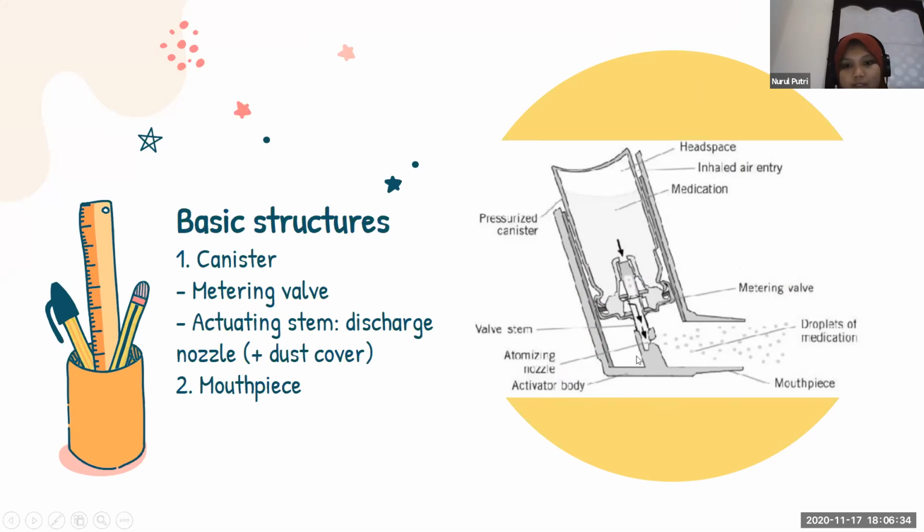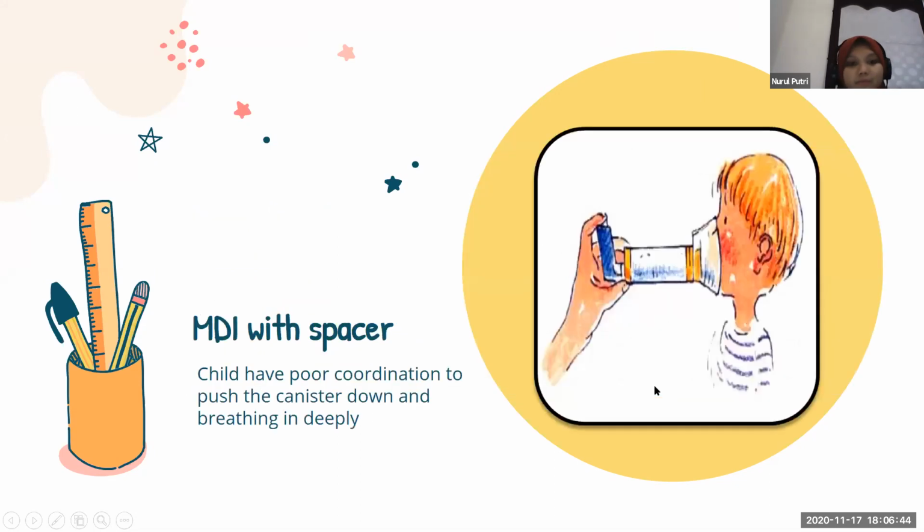This actuating stem releases the droplets of medication, and usually it has its own dust cover. Then the mouthpiece. In some patients, we can also give them an MDI with a spacer, usually in children who have poor coordination to push the canister down and breathe in between.